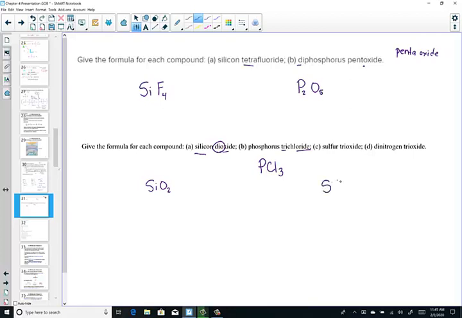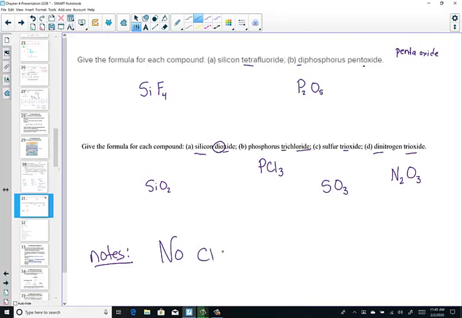Sulfur trioxide. Again, there's 2 vowels, but it just sounds better. Sulfur trioxide rolls off your tongue better. Dinitrogen trioxide. Dinitrogen trioxide. I'm going to take a couple important notes.